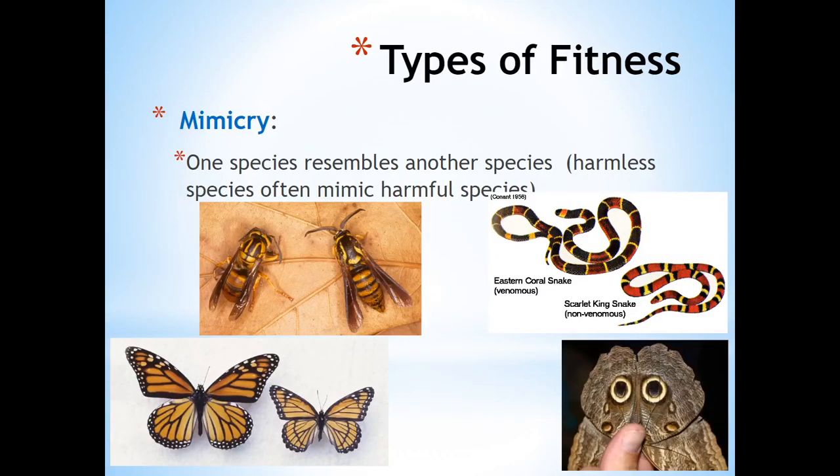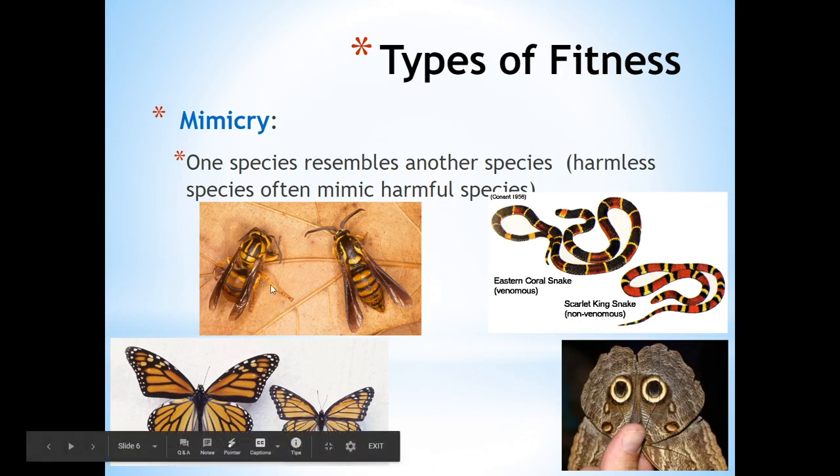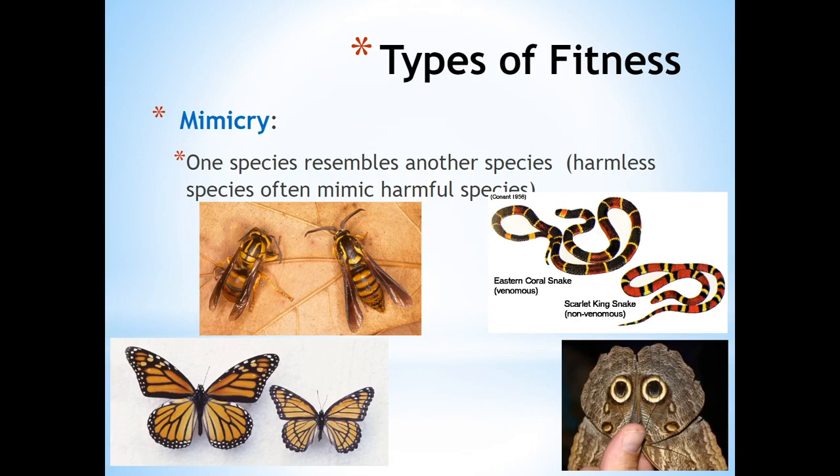Mimicry is another one you might have seen but never really understood. So in mimicry, one species resembles another one, but usually it's the harmless species, often mimicking the harmful ones. So in this first one here, you can see that there is what appears to be two bees or two wasps. In fact, though, there's only one wasp. The other one is not.